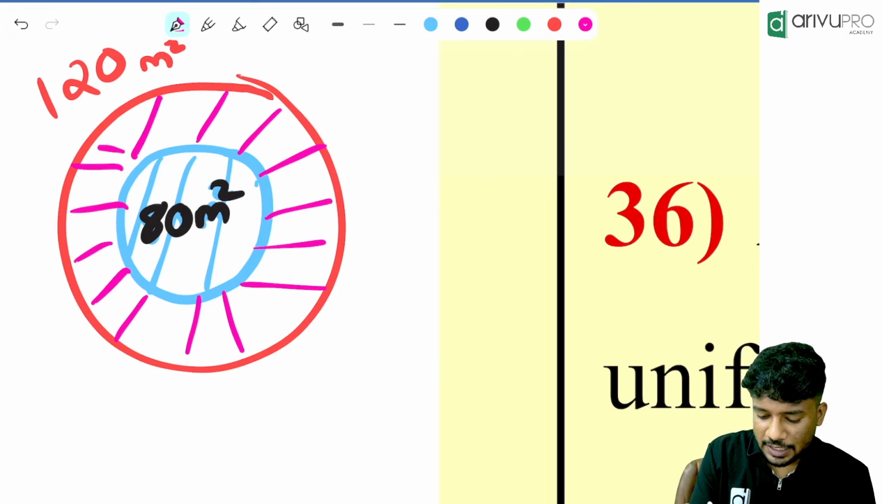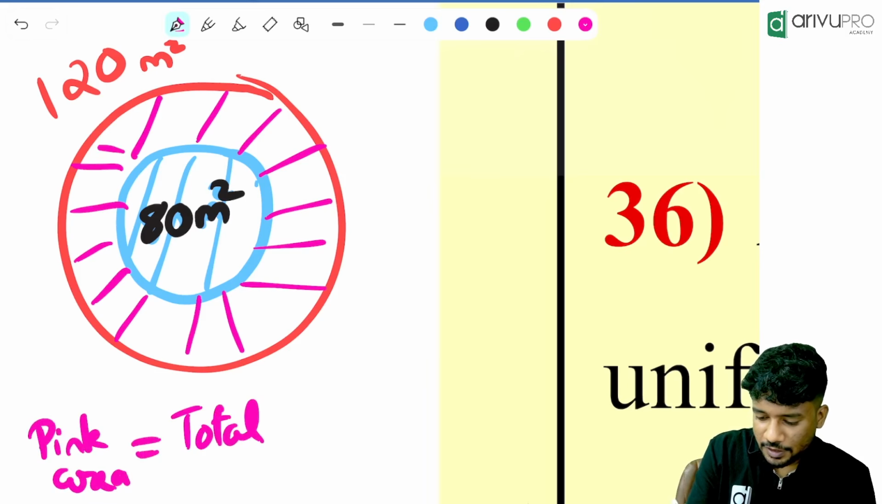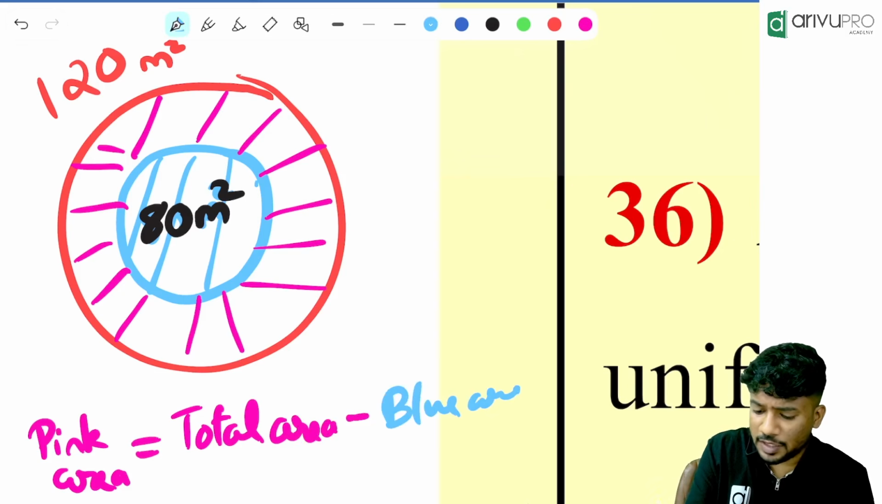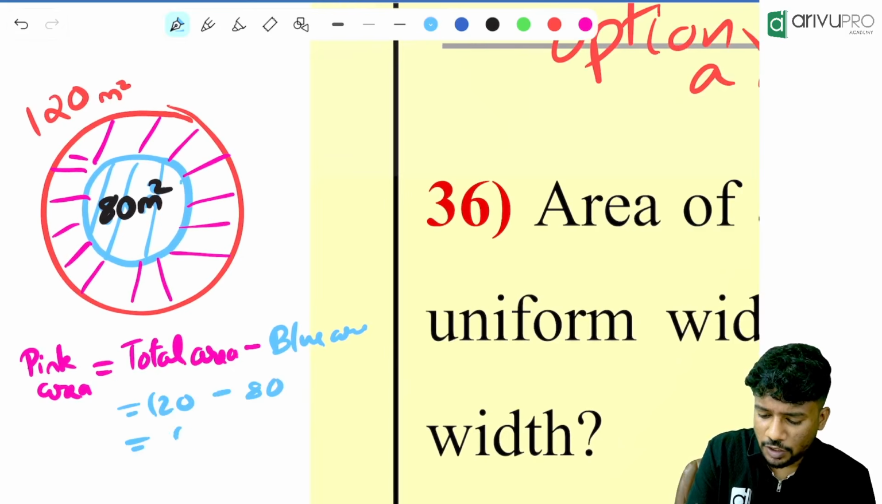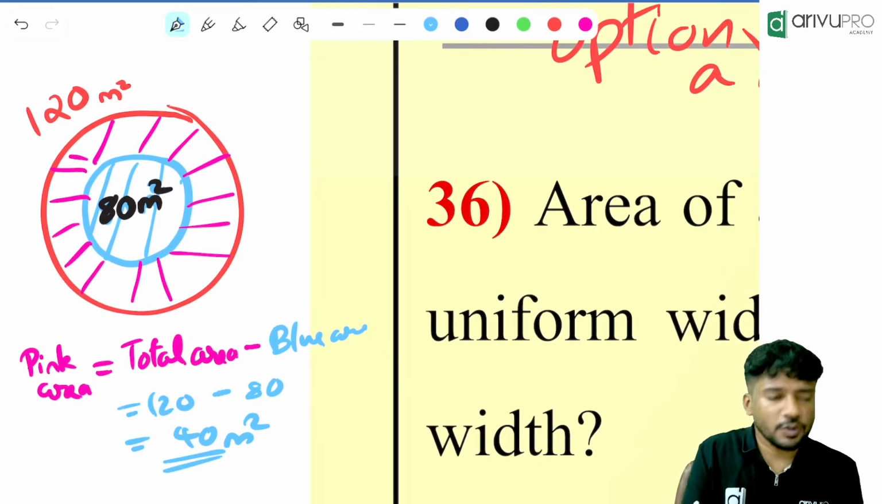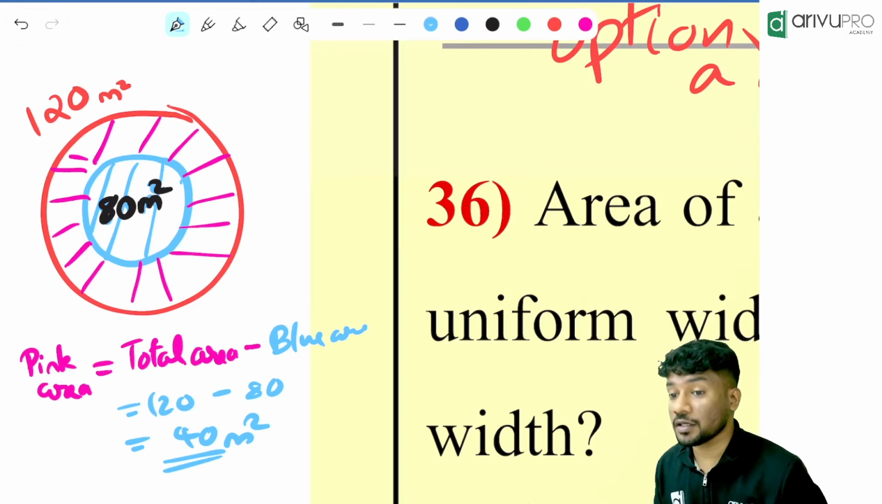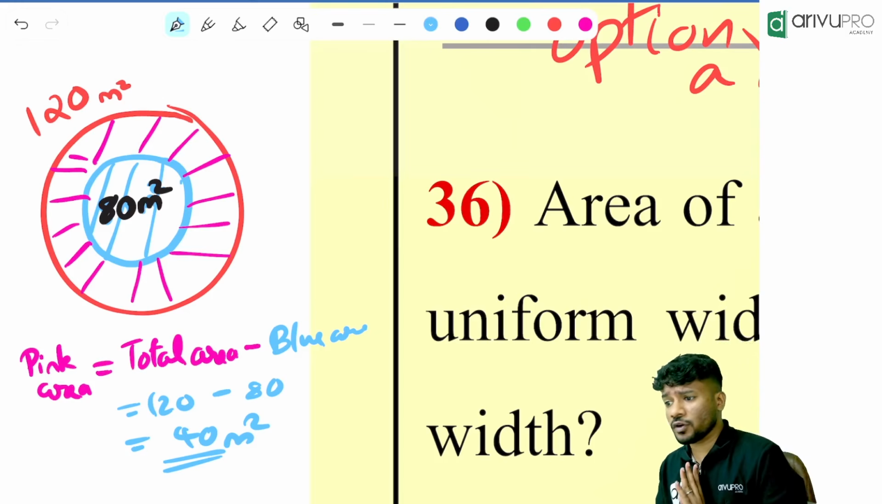So people, can I say that the pink area is nothing but total area minus blue color area, correct? Blue area, that will give me the answer. Total area is how much? 120 minus blue area is how much? 80, which is equal to how much? 40 meter square is the area of the pink part. That logic is clear for all the people.